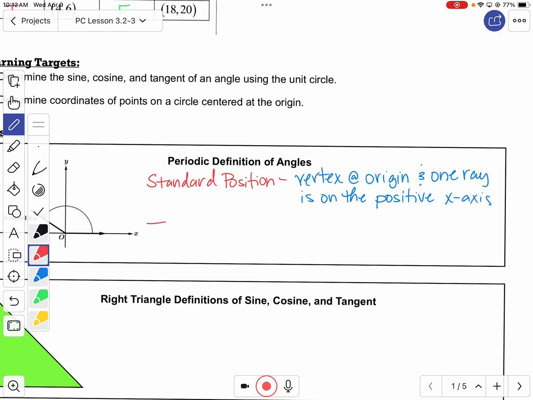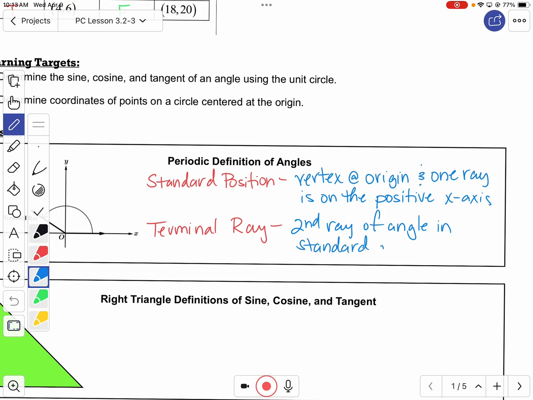The second term that you'll see them use is called the terminal ray. It's the other one, I mean, it's the second ray or your ending ray of your angle in standard position. Just a little bit of new vocabulary right there.